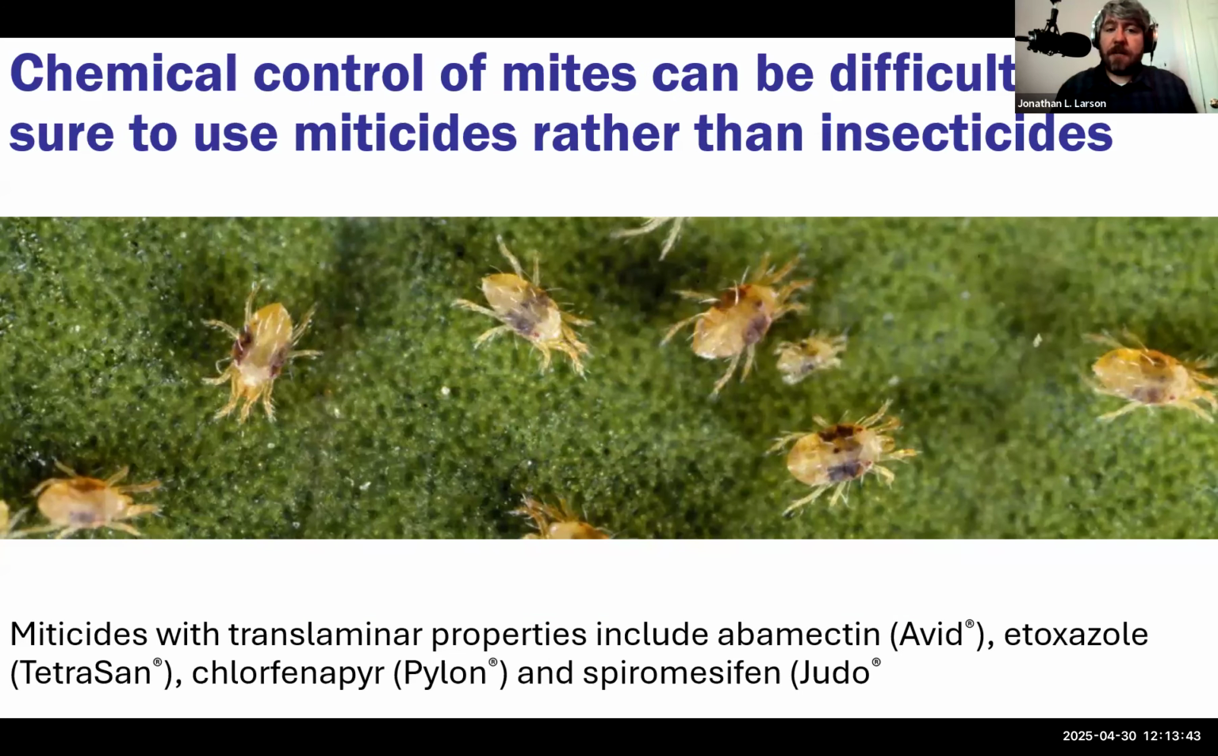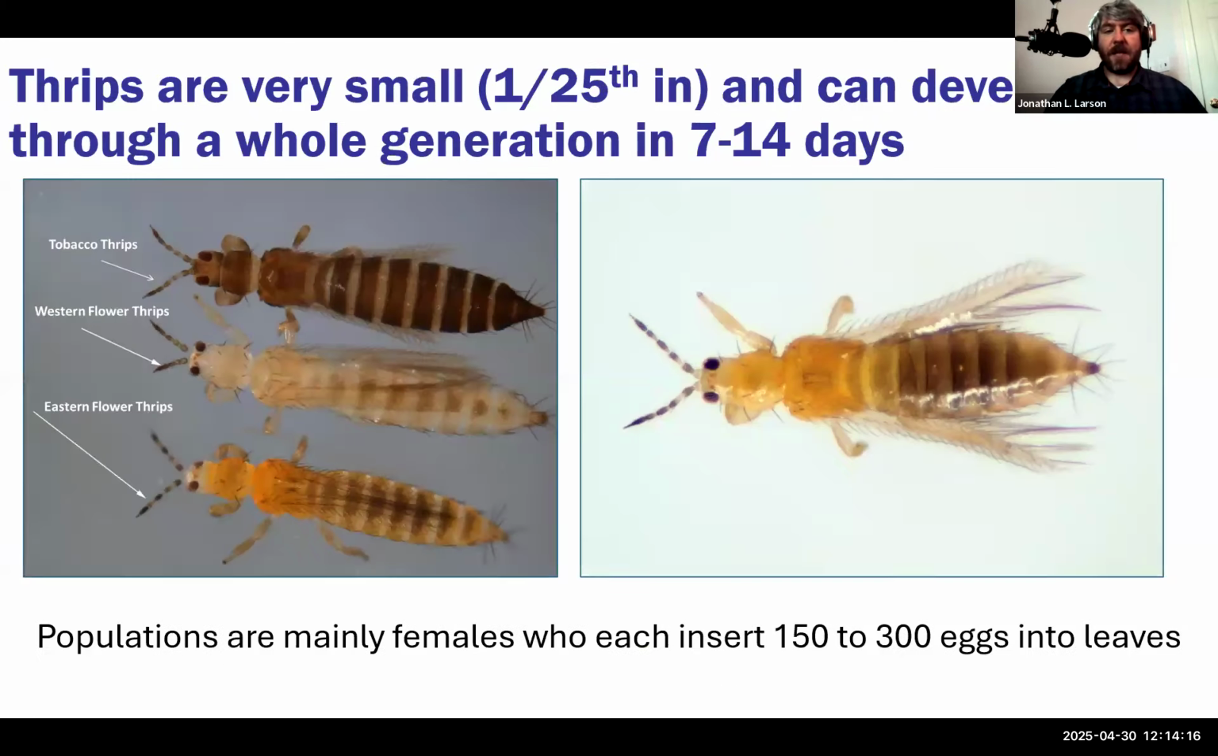If you are going to turn to chemical control, it can be a little more difficult. We would be talking about miticides, such as Avid, Tetrasan, Pylon, Judo. I don't mention these to endorse specific trade names, just to use them as representative systemic products that have translaminar properties that can work against most of the mite species that I've mentioned here. You always want to check the label to make sure that the mite and the tomato section is on there. What mites is it going to work against, and is it able to be used on tomatoes?